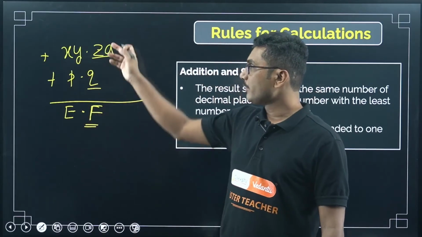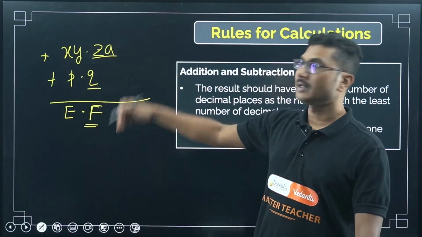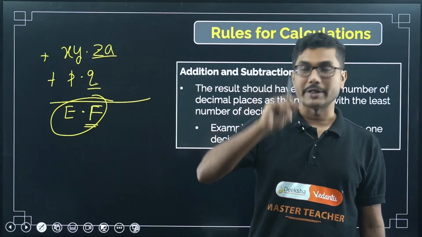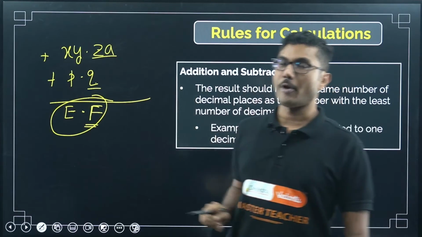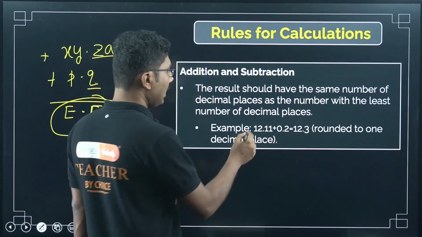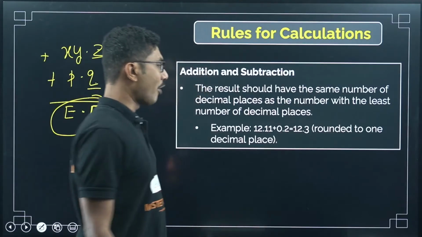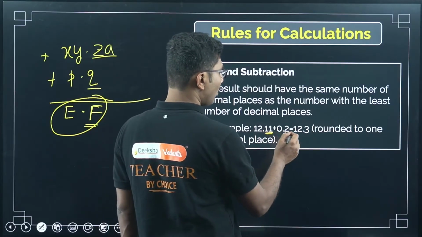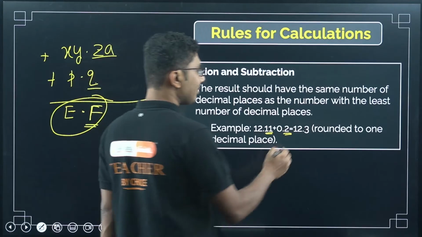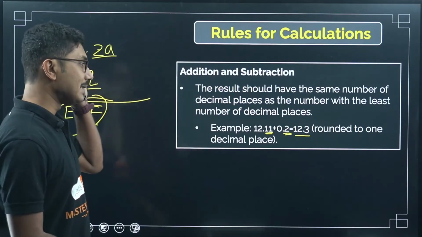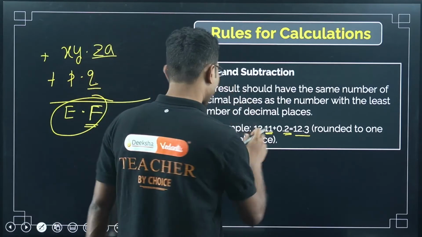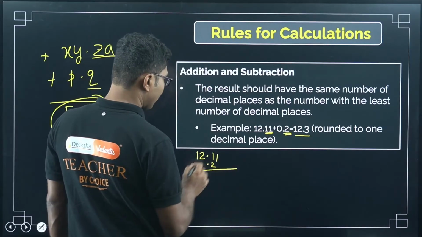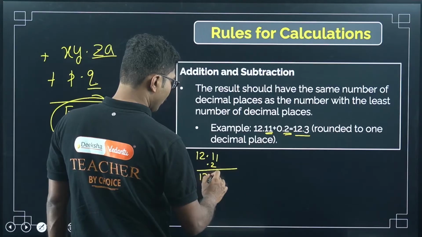Very important. When you are adding or subtracting numbers with decimals, the final answer should contain the minimum number of decimal places. It is not about significant figures, it is about decimal places. You have to be careful. So for example, 12.11 plus 1.2. 12.11 has 2 decimal places, 1.2 has only 1 decimal place, right? So my answer will have 12.3, rounded off to one decimal place. First you have to do the normal addition, so 12.11 plus 1.2, you get 13.31.